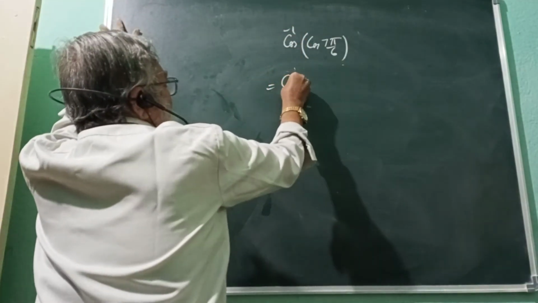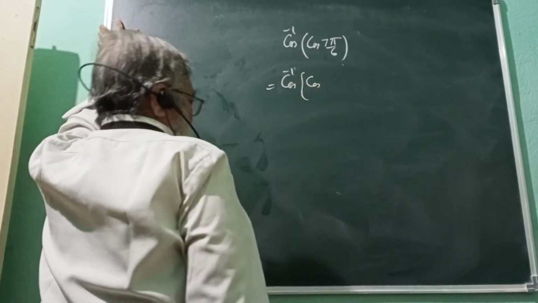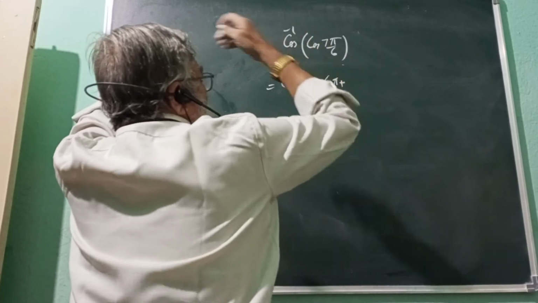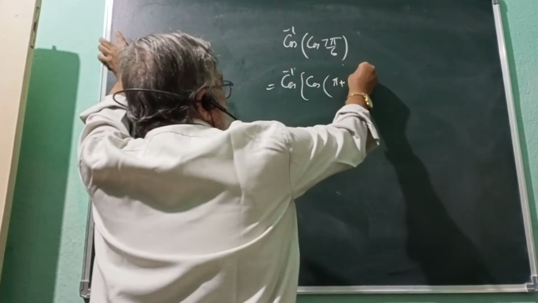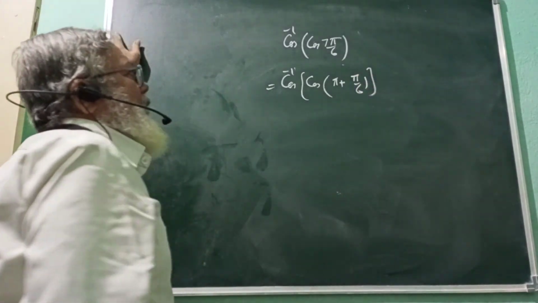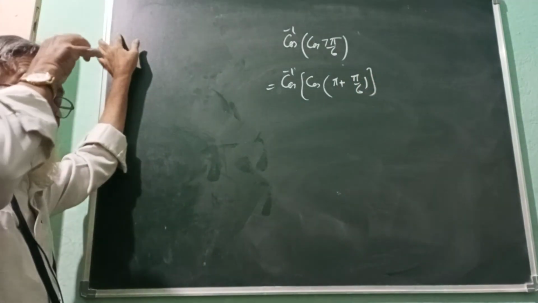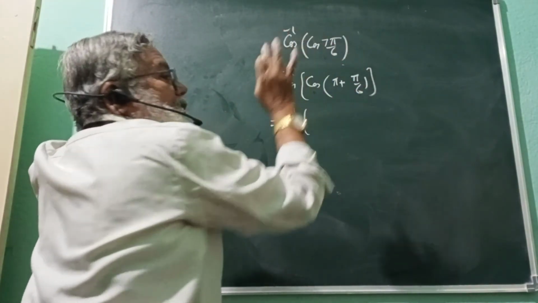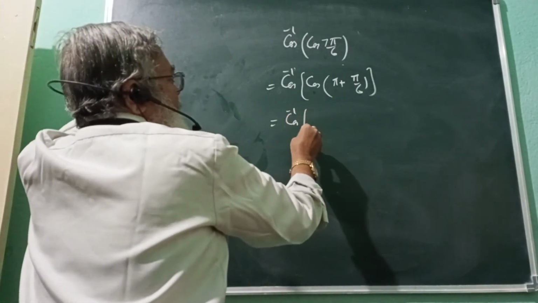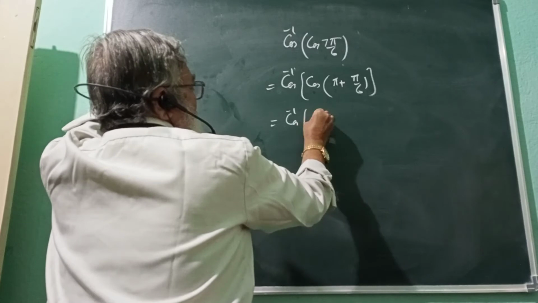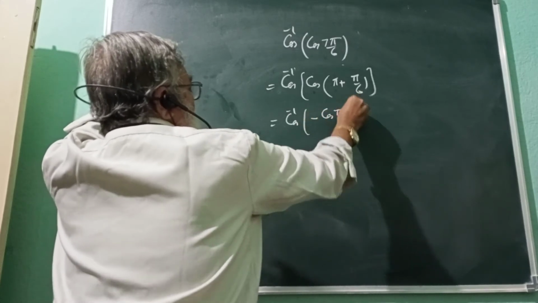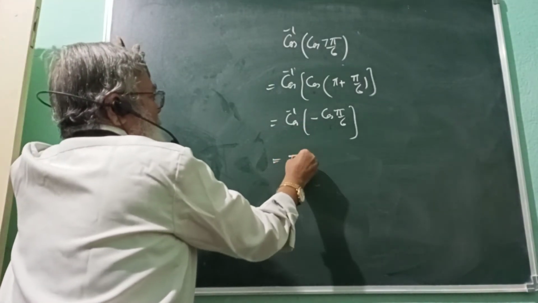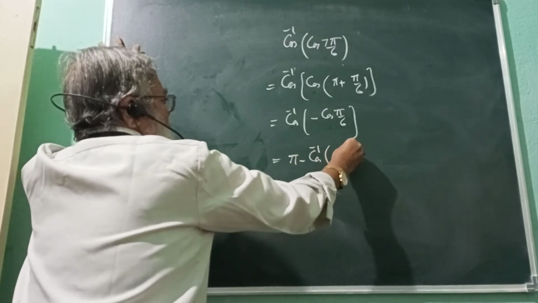That is cos inverse of cos of, we can write this as pi plus pi by 6. That is 7 pi by 6. Now that is equal to cos inverse of cos of 180 plus theta. Cos of 180 plus theta is minus cos theta. Now we will apply the formula cos inverse of minus x is pi minus cos inverse of x.